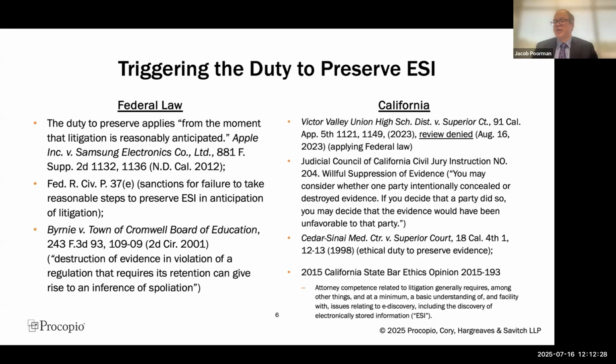Similarly, under California law, the court can instruct the jury that it can consider whether evidence was concealed or destroyed, and that they can assume that the evidence would have been unfavorable to the party that concealed or destroyed the evidence, if there's substantial evidence that that is in fact what happened. These types of instructions can be very impactful for a jury.